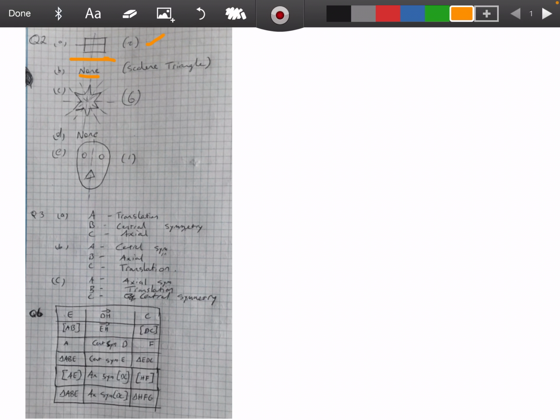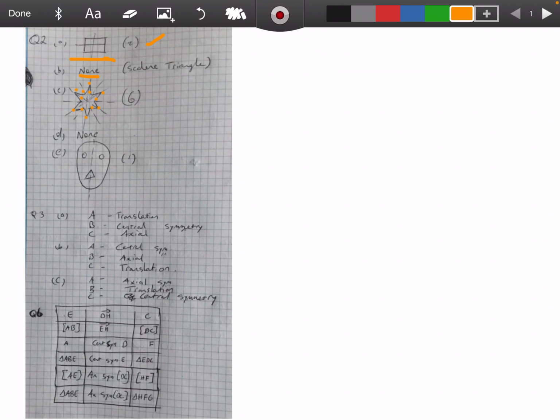Number C was a 6-pointed star. 1, 2, 3, 4, 5, 6. So we can have an axis going through each of the points. You can see them there. There's 3 that cut it in half point to point, and then in between each point in the center parts there, we can also have an axis of symmetry. So it gives us 6 overall.